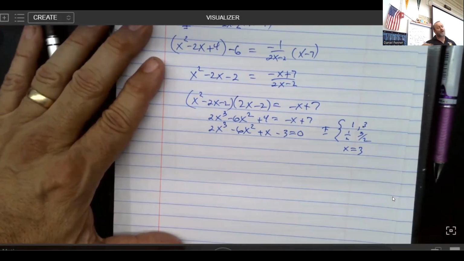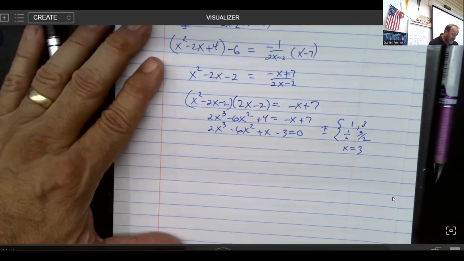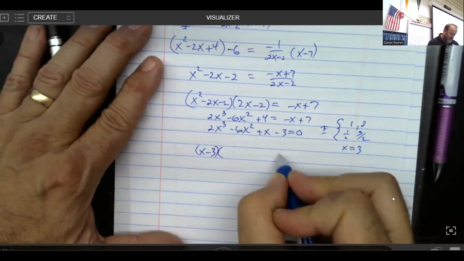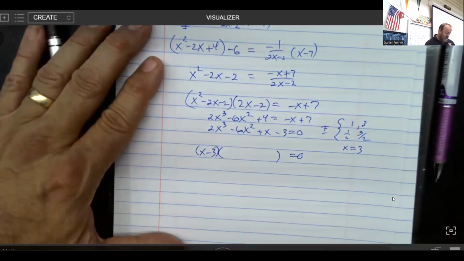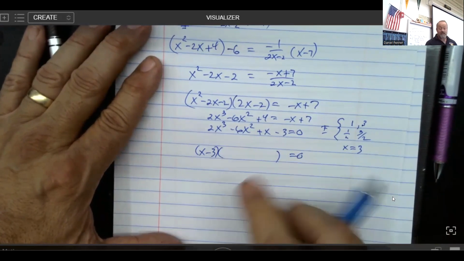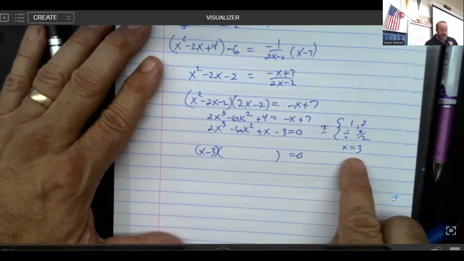So just hold that in your head: the value x equals 3 works, which means x minus 3 is one of my factors. So let's see what happens. Now, if you graph this, you're going to see it hits the x-axis at 3. I mean, you just will.